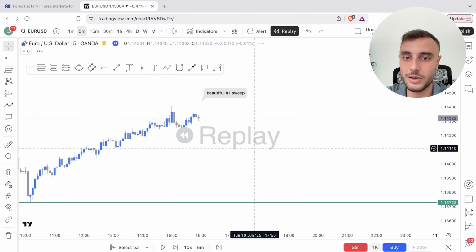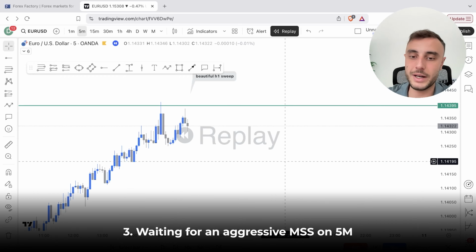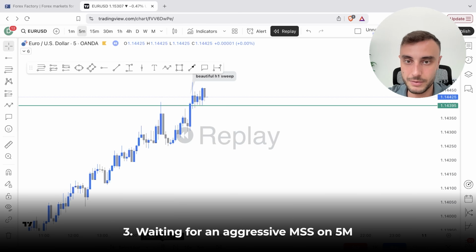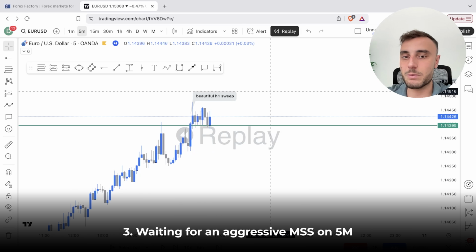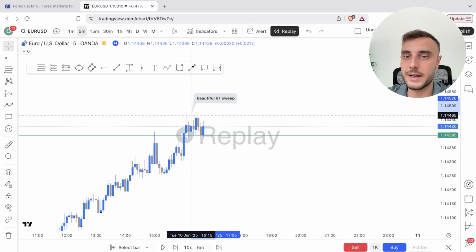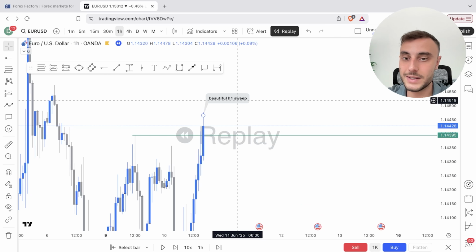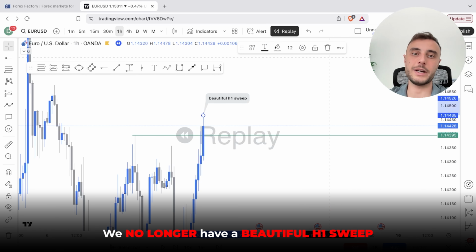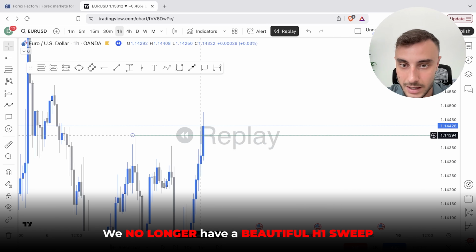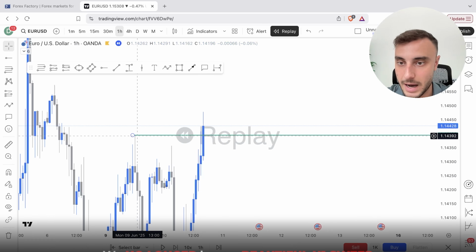After that, I went on the 5-minute and I patiently waited for a market structure shift, for a bearish one, but we can see that price went higher. Because of that, I then checked the 1 hour again to see where we're at, and we can see that we no longer have a beautiful H1 sweep. Why? Because this candle fully closed above the high.